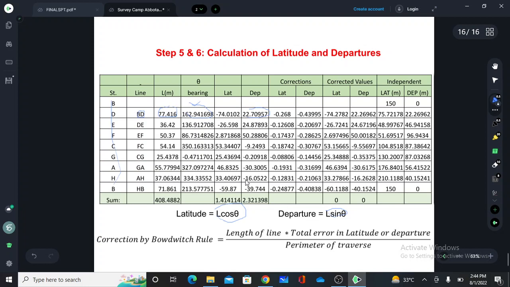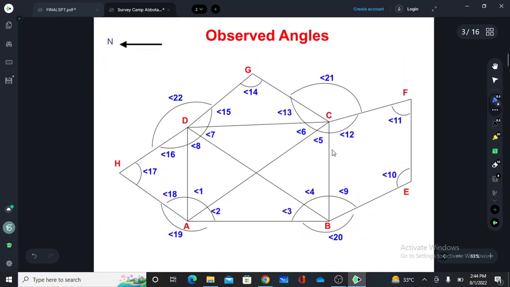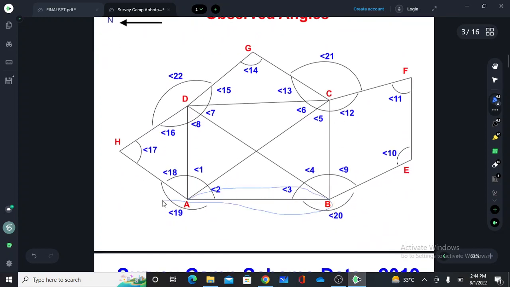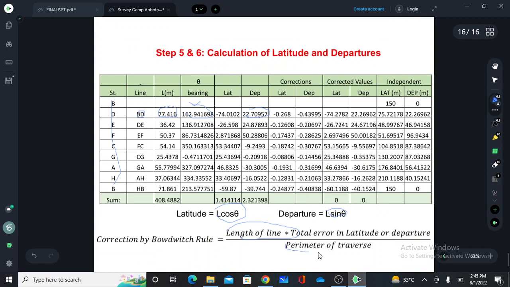Then we apply correction by using the Bowditch rule. The correction is applied as the length of the line times the total error in latitude or departure, over the perimeter of the traverse. How do we find the perimeter of the traverse? If we go back to the figure, the perimeter means the length of line AB plus BE plus EF plus CF, CG, GD, DH and AH. Add all these lengths and they will give you the perimeter of the traverse.